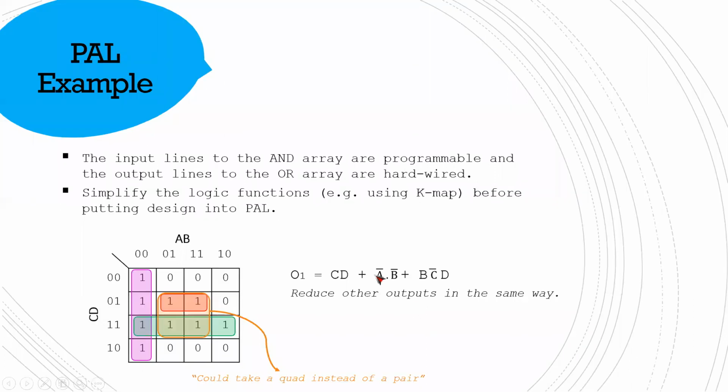Okay. First, here you have seen you have one expression O1 is equal to CD plus A bar B bar plus BCD. Remember, when you get an expression, you have to reduce it somehow. You have to reduce it by using Boolean algebra, or by Karnaugh map or K-map, whatever way you find easier. You reduce it, okay? Otherwise, your circuit will be bigger.